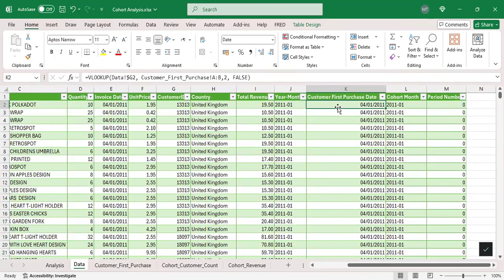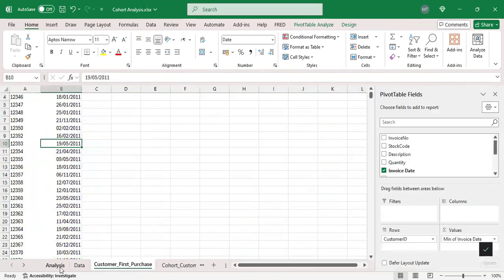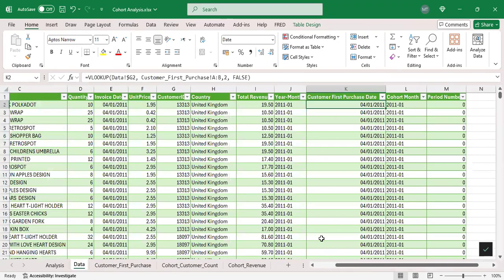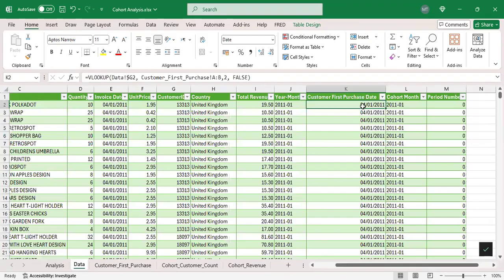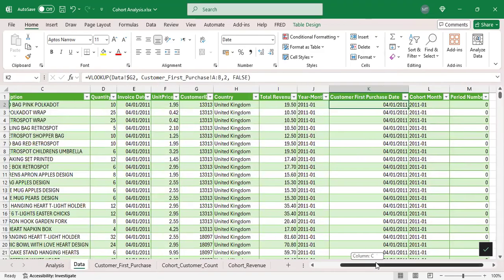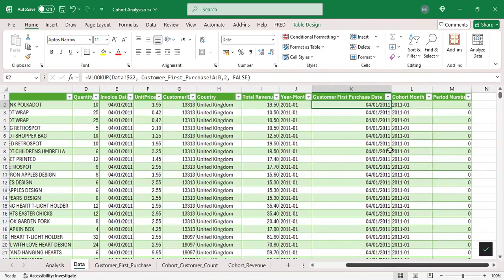And then we also got customer first purchase date. How I calculated that? I simply created a pivot table of the data set and then I added customer ID in the row field and then the invoice date in the value field. And I did the summarization by the minimum of the invoice date because I want to calculate the customer's first purchase date. So this is how I got that. I simply used the VLOOKUP function to add all the values here because I wanna have all the columns here, so then I can do some further calculations.